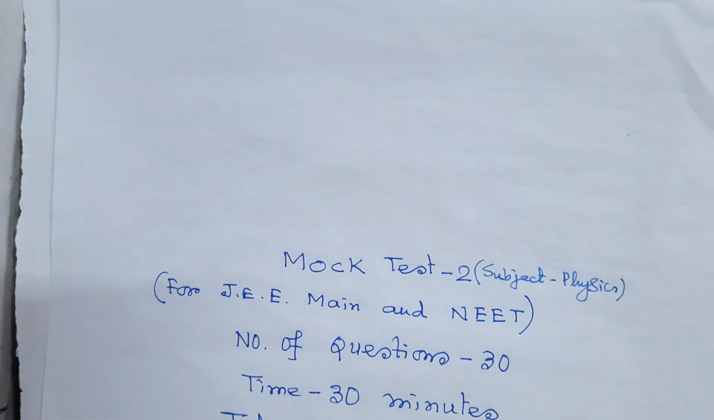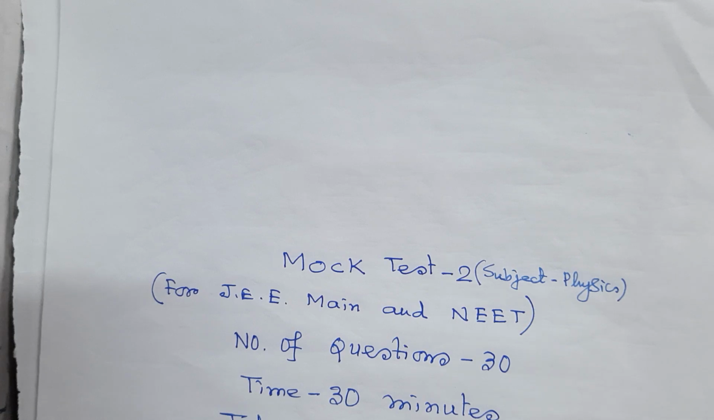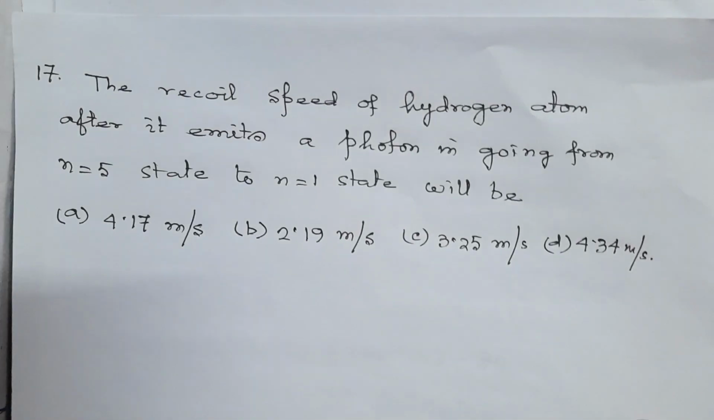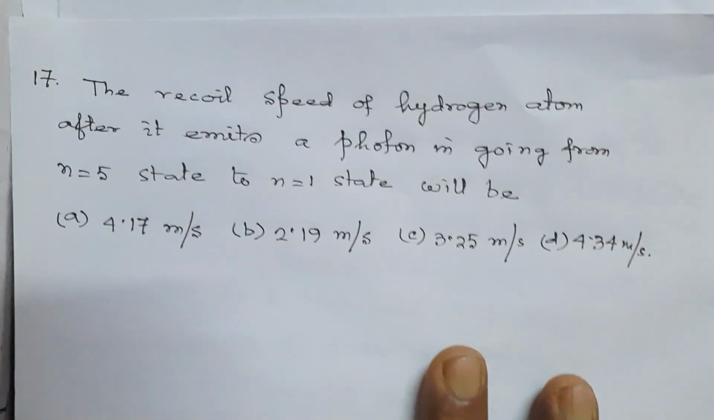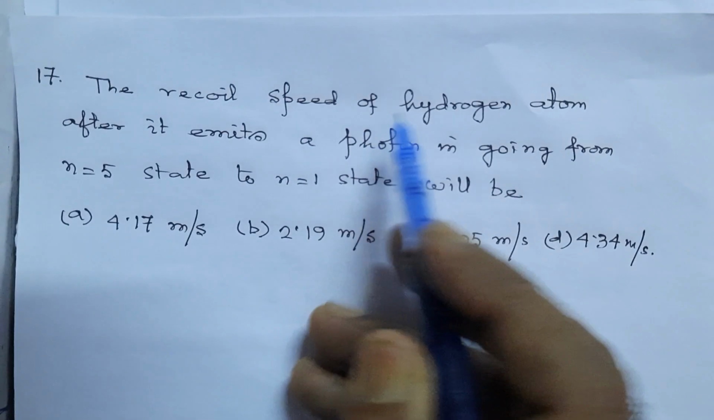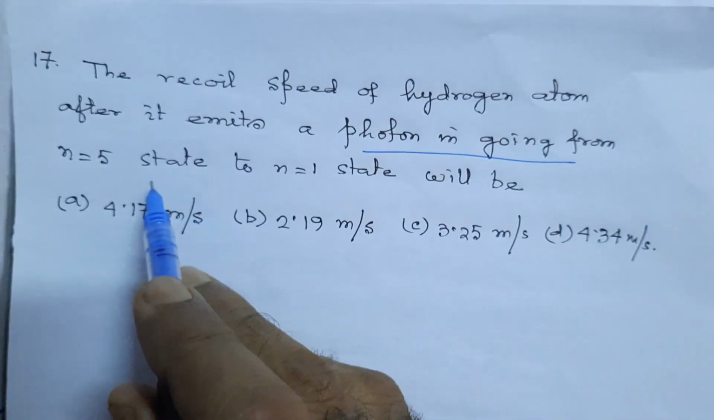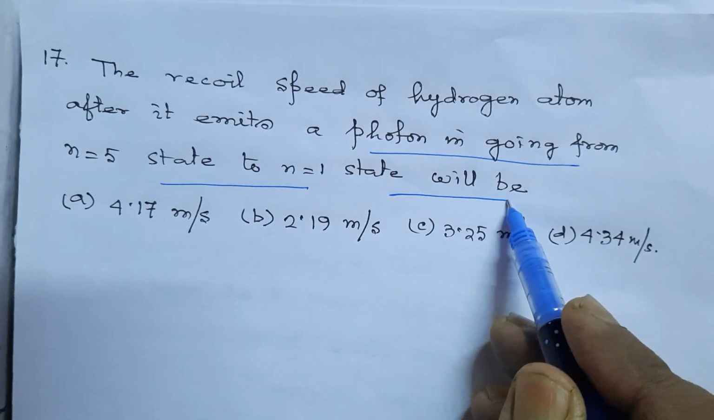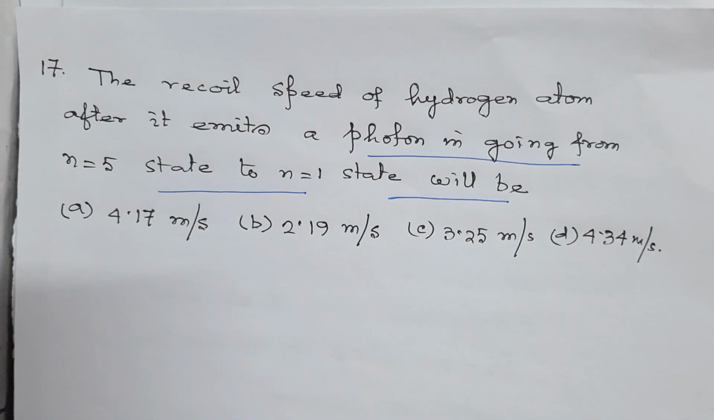Next, switch over to the next problem, problem number 17. What does it say? Let us see. Another interesting problem. The recoil speed of a hydrogen atom after it emits a photon in going from n equals 5 state to n equals 1 state will be... the recoil speed of the hydrogen atom.